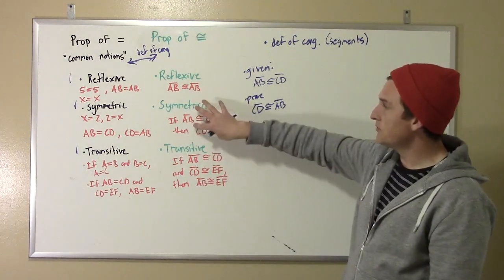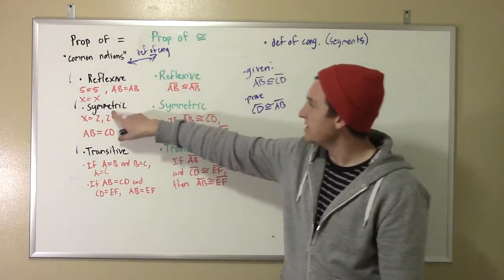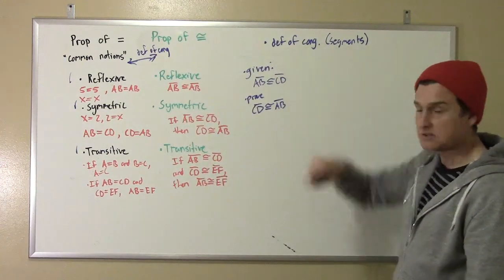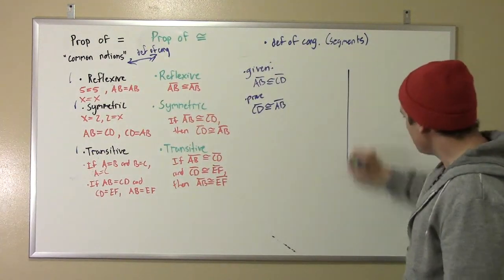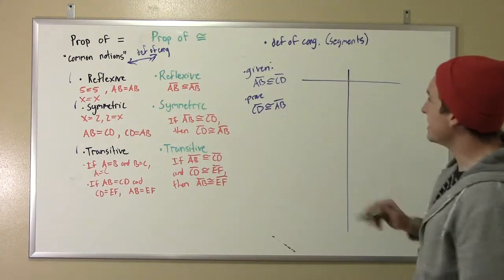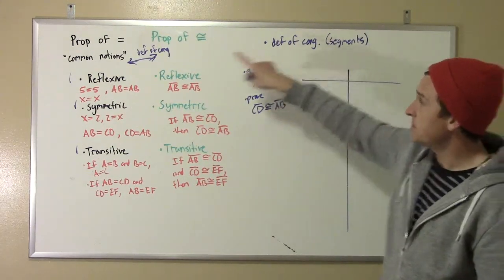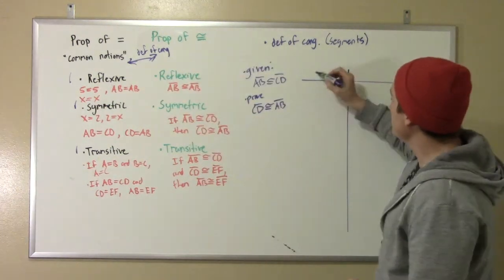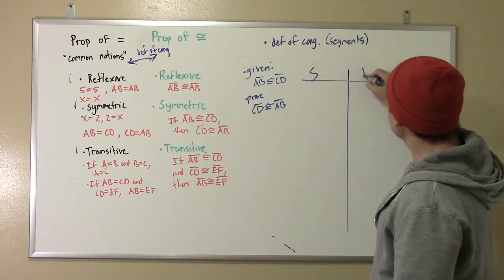We could still prove this using this property and this definition. We can get this new property. Okay, and again, this is our bridge between equality and congruence. So we're going to do statements and justifications.